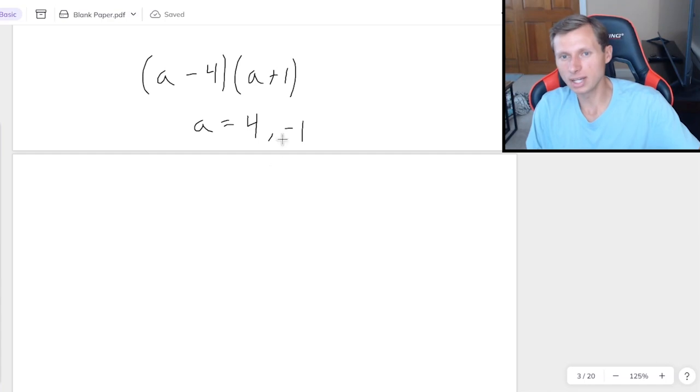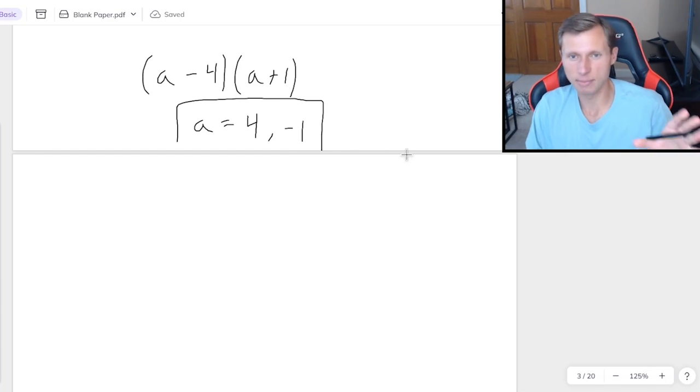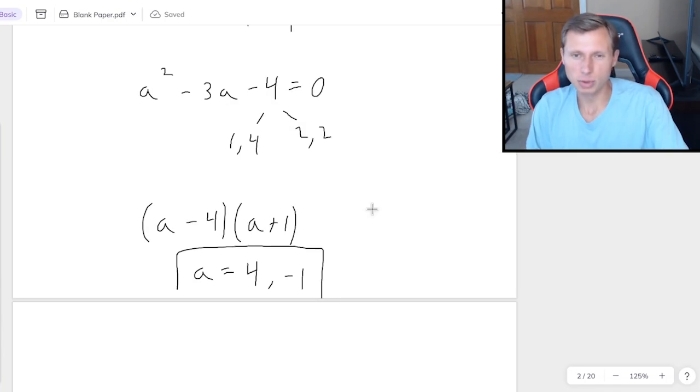Remember, we got 4 and negative 1. But if there was a 0, I would cross it out because it's not correct. That would get me a 0 in the denominator. So the answer is a equals 4 and negative 1. So that's when we cross multiply.